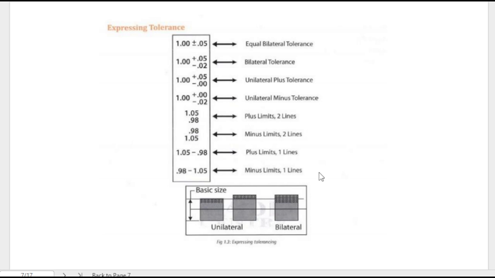This is the actual difference between the basic size in unilateral and bilateral tolerances.